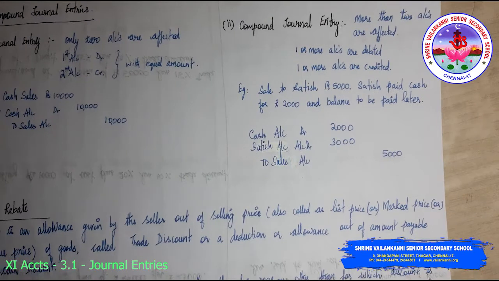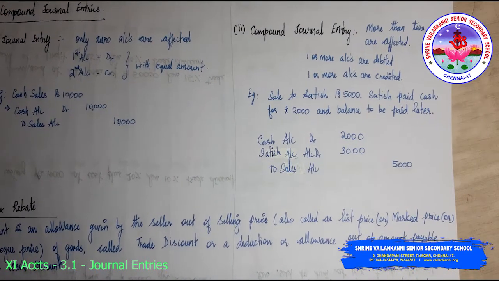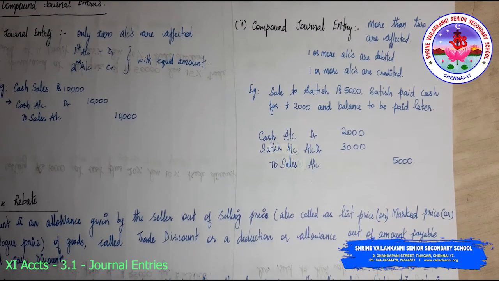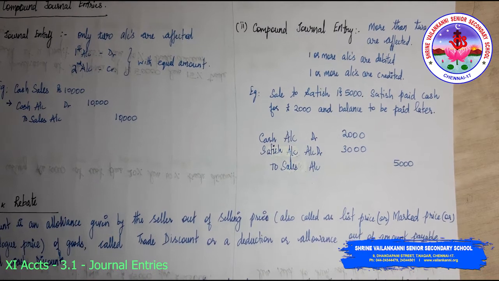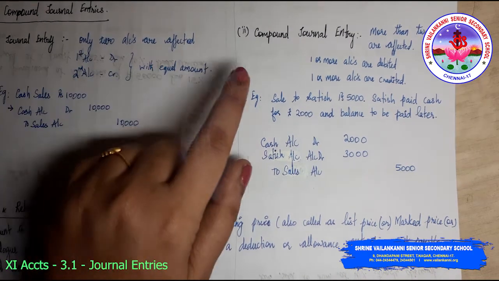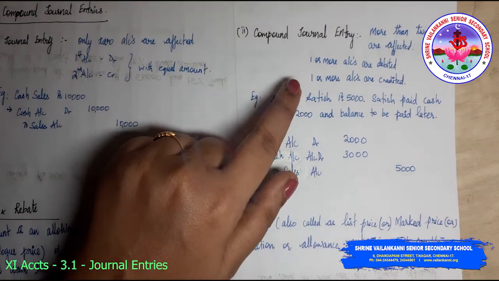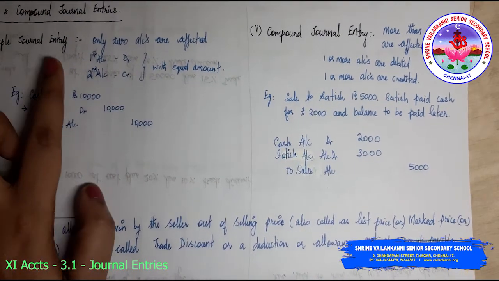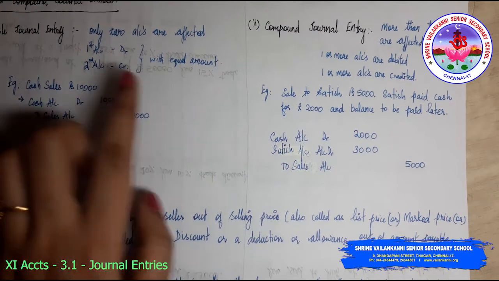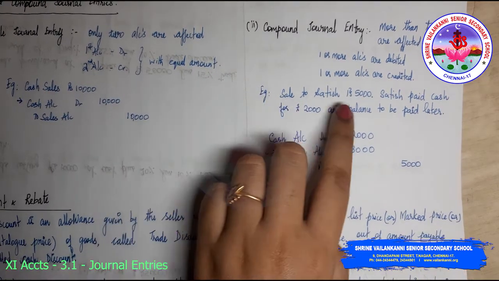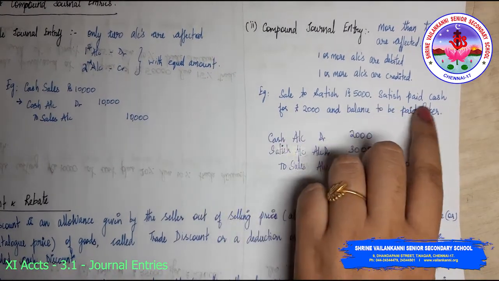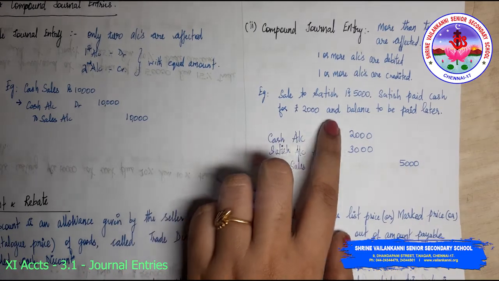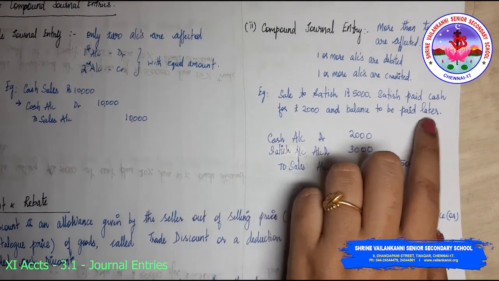With the same note, what is compound journal entry? More than two accounts are affected. What is more than two accounts are affected? One or more accounts are debited or one or more accounts are credited. It is the opposite of simple journal entry. Sales to Satish rupees 5,000. Satish paid cash for rupees 2,000 and balance to be paid later.